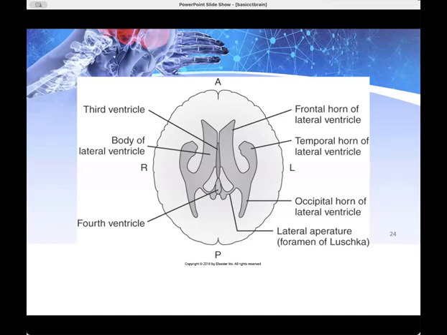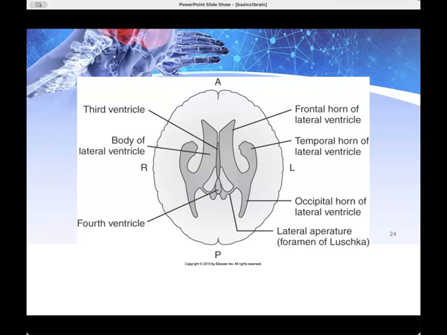The lateral ventricles also consist of central portions called the body and three extensions, the frontal, occipital, and temporal horns. The junction of the body and the occipital and temporal horns form a triangular area termed the trigone. The lateral ventricles communicate inferiorly with the third ventricle via a pair of interventricular foramina called the foramen of Monro.